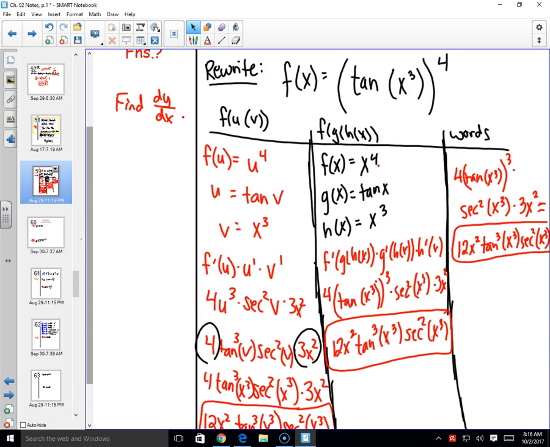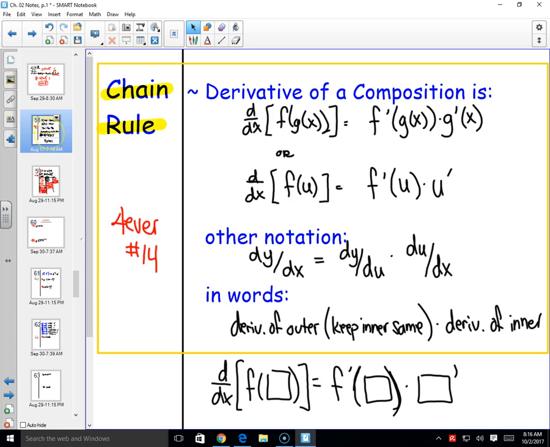So, you guys have to think of this idea of outers and inners. You don't have to necessarily have mastered the f of g or the f of u or the dy dx notation or even the words. You just have to figure out which way works for you. And let's see, I'm trying to give a good illustration.